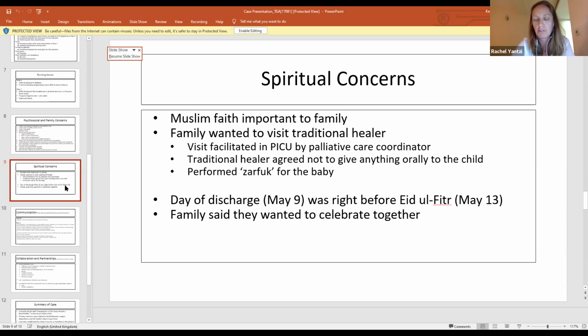But the person performed a zarfuk, which Johnny explained to me is where he read a passage from the Holy Quran and then blew on the baby as a way to bless and try to promote healing for the baby. The other factor was that the baby was discharged on May 9th, which was right before Eid, and the family wanted to go home and celebrate together.